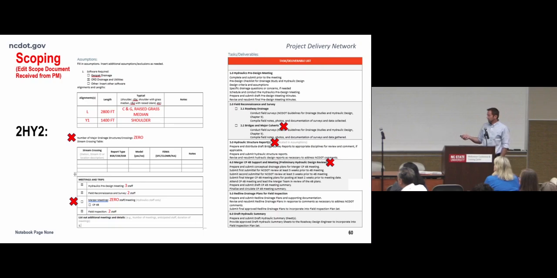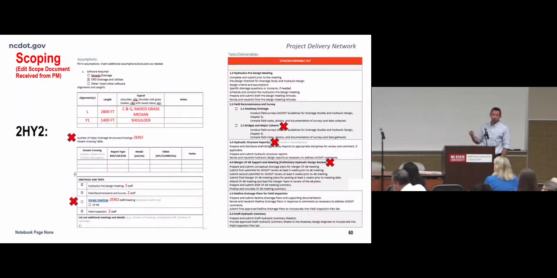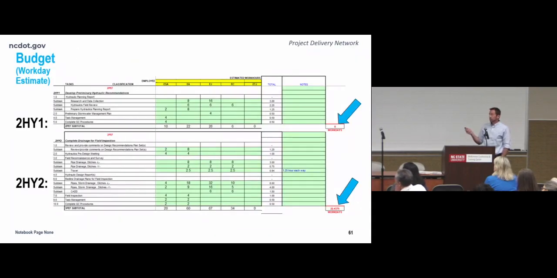So your task as a project team member, while developing the scope, is to edit this Word document as needed and return it to the PM. From this grows the budget or the workday estimate, formerly known as the kitchen sink. After you establish your scope with the PM, they will then solicit from you a budget or a workday estimate. At the top section, I have 2HY1, bottom is 2HY2. There's a theme here. We see this again and again.